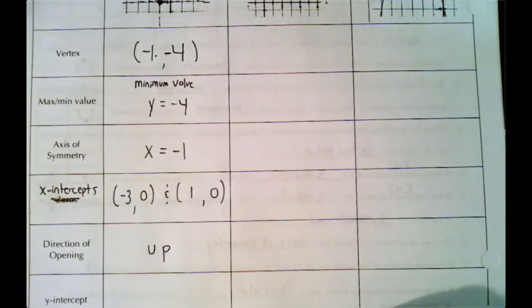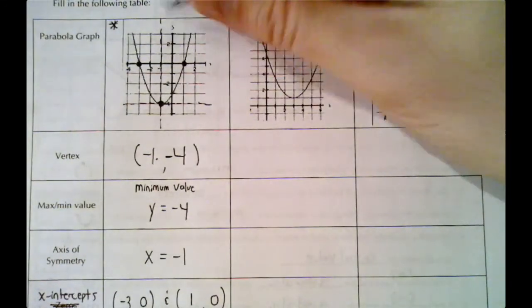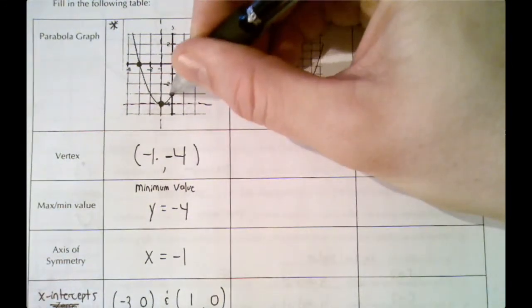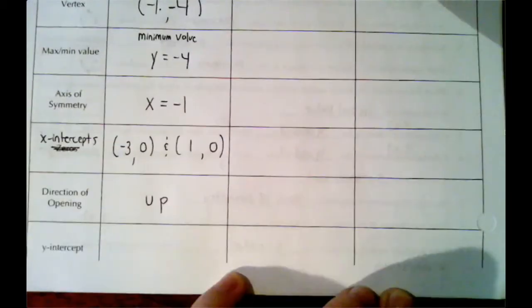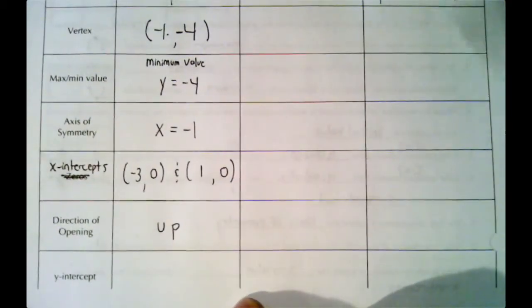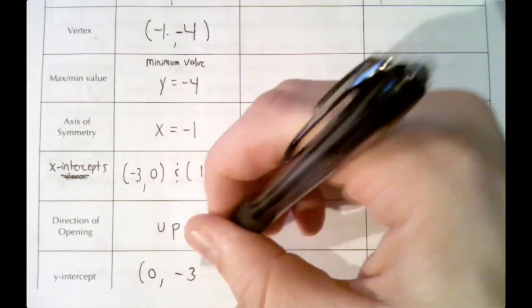And the last point is our y-intercept. So let's go back and look at our graph. Where do we cross the y-axis? Well, we cross the y-axis right here. That's at -3 for y. If we remember, y-intercept's a point, so we would write 0 for x, -3 for y.